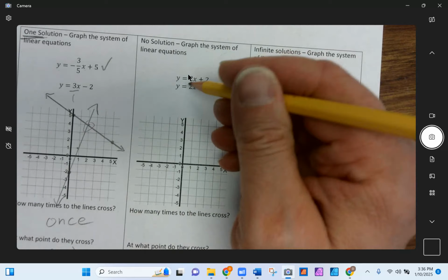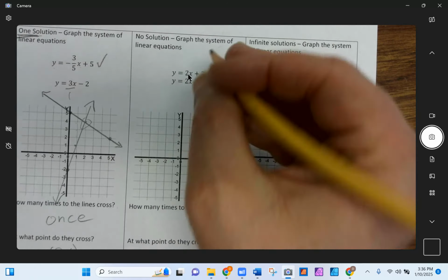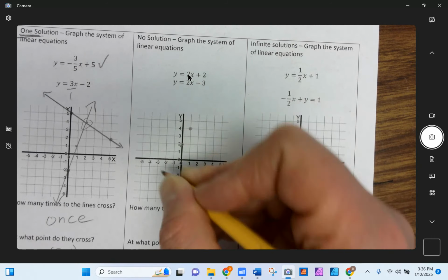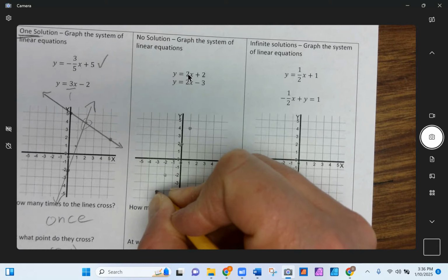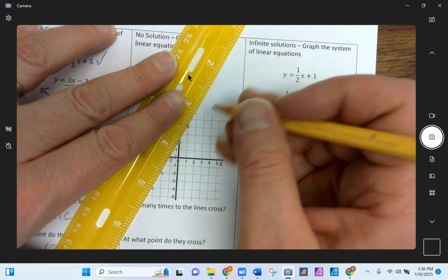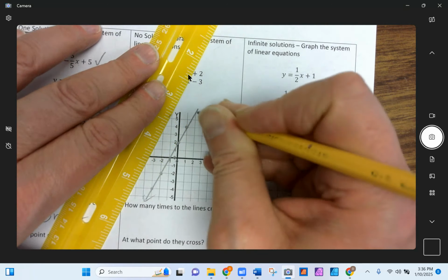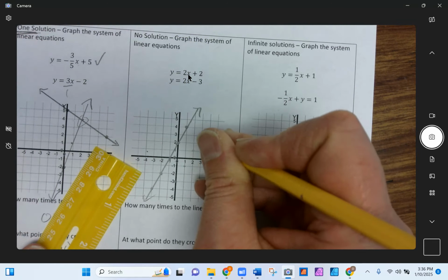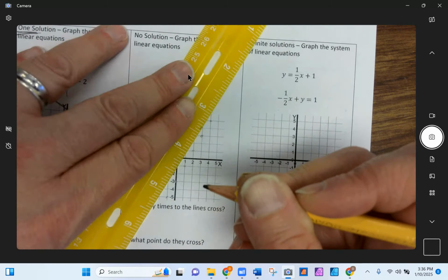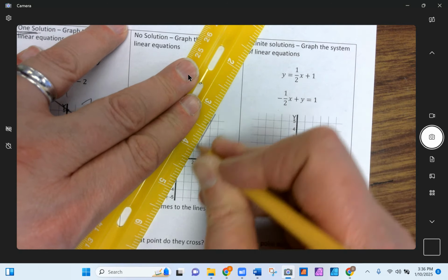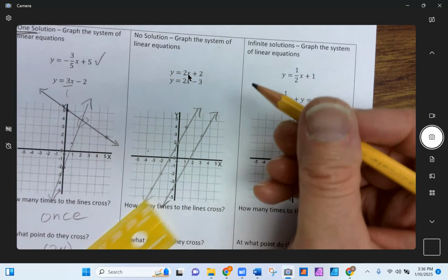Now when we take a look at this no solution, we can see that we have the same number here, different numbers here. So we start at +2, and then we're going to go up 2, right 1, up 2, right 1, and then I'll reverse the pattern here like so. Again, I want to graph the line before I move on to the second one. Then I start at -3, and I go up 2, right 1, up 2, right 1, up 2, right 1, up 2, right 1. And reverse it as well to get an extra point on there, and then I can see that these are parallel lines.